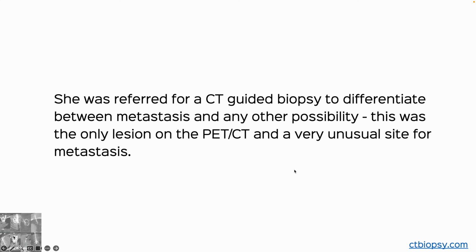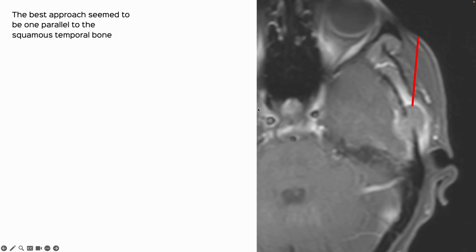Now, there is no other lesion in the body, and this is a very unusual site for metastasis from rectosigmoid. So the question was, is this truly metastatic? It looks like that morphologically, or is it something else? The best approach seemed to be going parallel to the bone and hitting the soft tissue here and biopsying it.